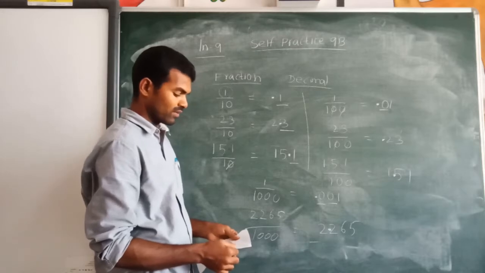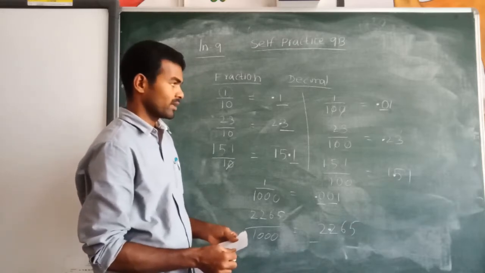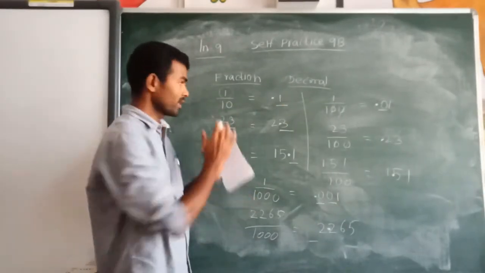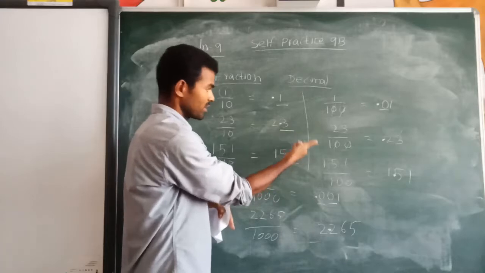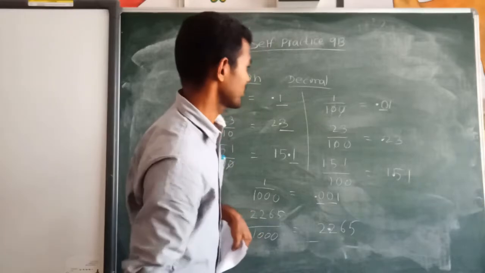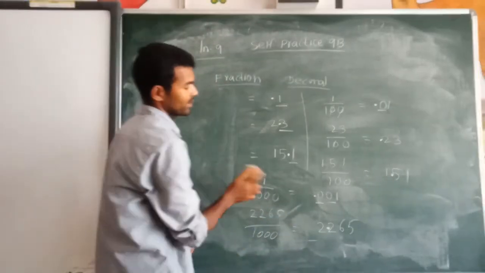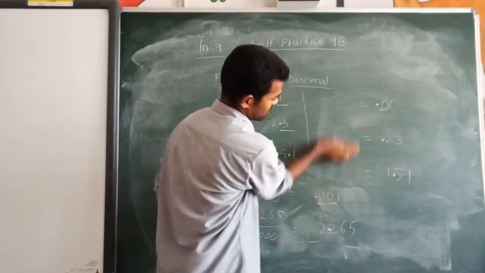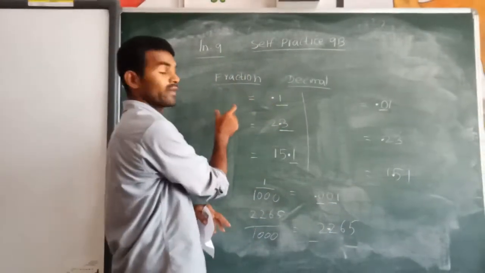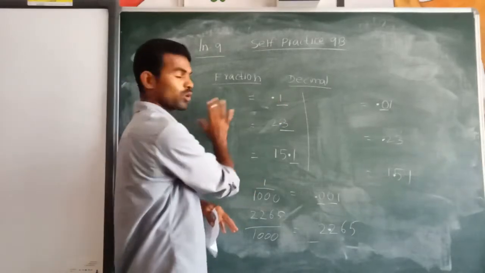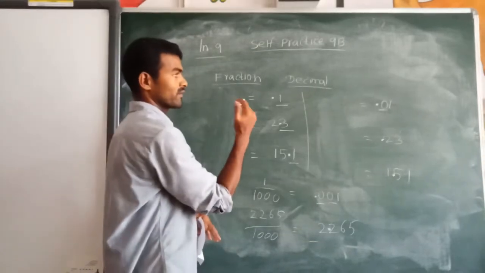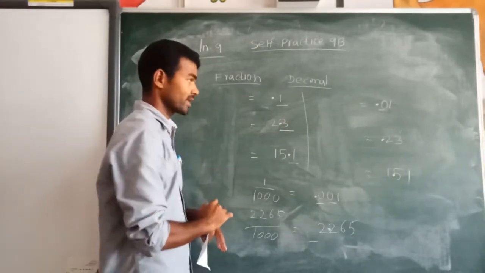Now you know how to convert a fraction into a decimal. Just the opposite is how to convert a decimal into a fraction. Fraction to decimal, decimal to fraction. The next topic is how to convert the decimal number into a fraction. That is the question.